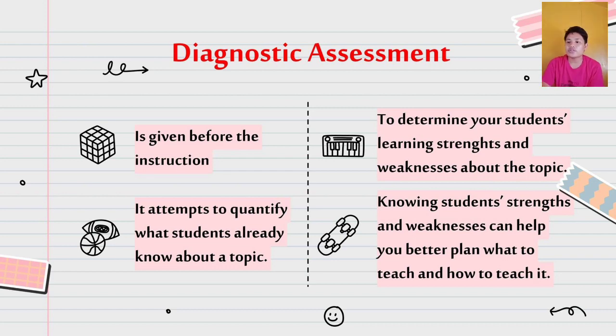Also, knowing students' strengths and weaknesses can help you better plan what to teach and how to teach it. Knowing their strengths and weaknesses, you can really determine how you plan the instruction in order to develop the strengths and weaknesses that they have in the learning process in the topic. So you can plan how to teach this topic according to their needs and according to their strengths. How to teach it depends on your assessment of your students.